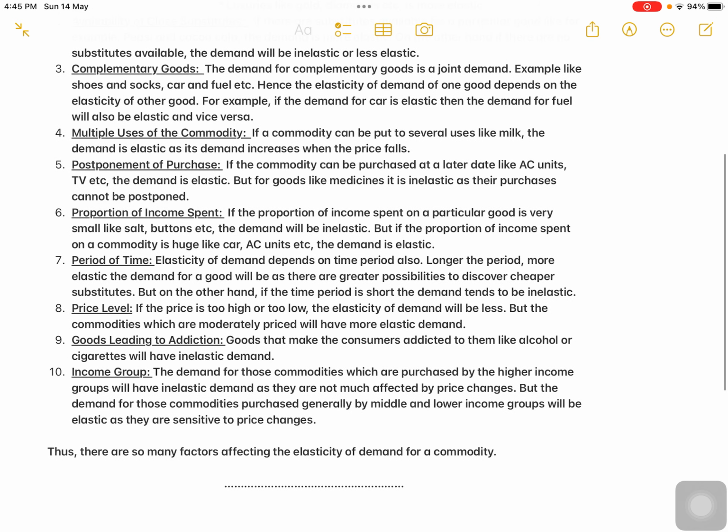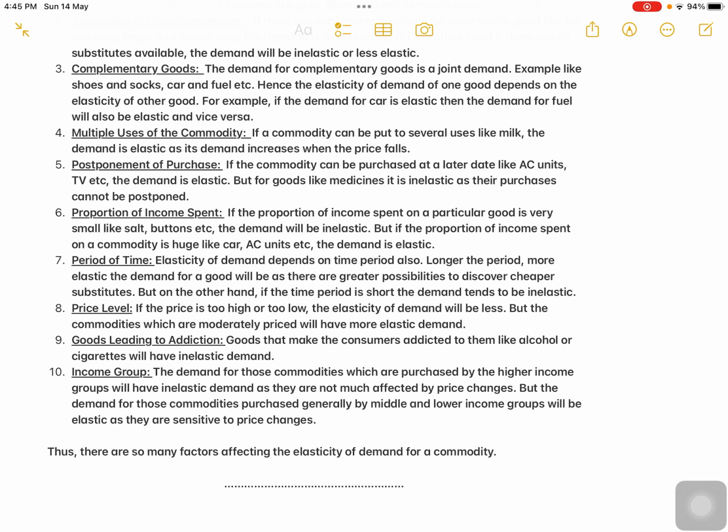Okay, then postponement of purchases. There are certain commodities we can postpone. When will we postpone? Sometimes we think, okay, the price is too high now, why should I buy now? Let me wait for some other time, let me purchase when the price falls. So it is not that necessary for us; we require it only when the price is lower. But there are certain commodities we cannot postpone, like medicines, hospital services and all. For those kinds of commodities and services, the demand is inelastic.